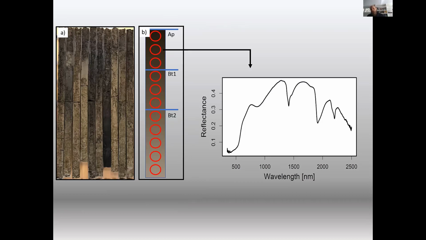When we cut those cores down their vertical axis, exposing the soil profile, we can go along that soil profile and collect spectral information using a handheld VIS&IR probe. That gives us a reflectance fingerprint for each location in that soil profile, and that's denoted by the spectrogram on the right side of the screen.